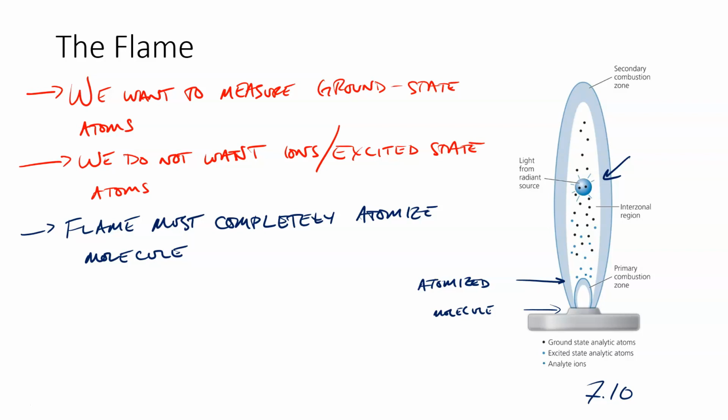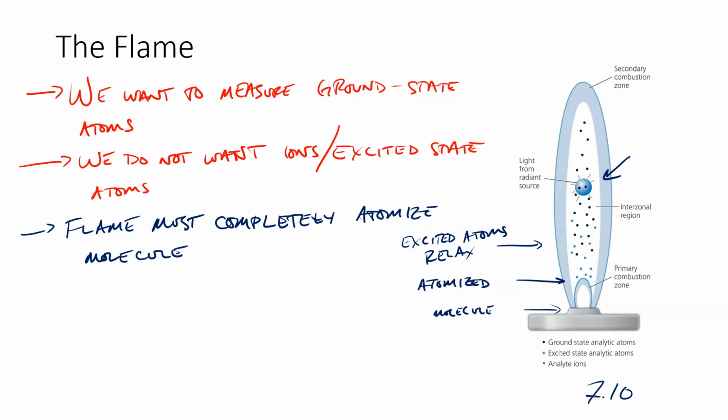Hopefully you get to some point, right? So let me add in here. This has been atomized up here somewhere, right? Things start to cool down. Excited atoms start to relax. At this point, they're making their own photons, and we don't want those photons to reach the detector. That's, again, part of why we position the flame where it is.